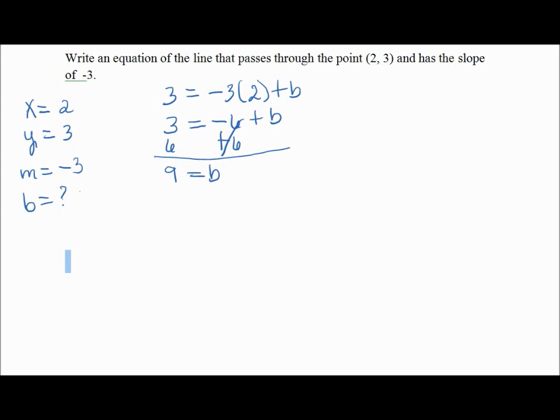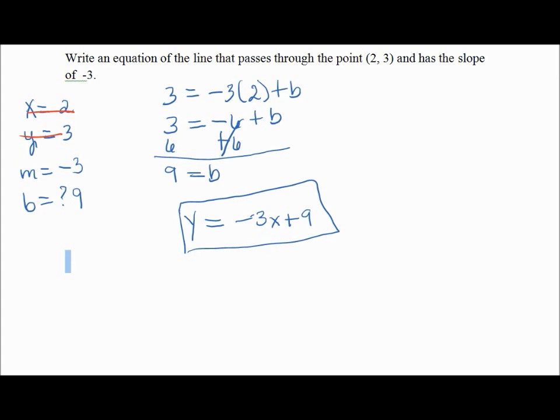So now I know my b is 9, my y-intercept. Once I've ascertained that, I no longer need that x and y value. I can write my equation in slope-intercept form. This becomes y equals -3x plus 9. It's a fairly simple process. It does take just a little bit of practice, just a smidge, and you'll be fine with it.